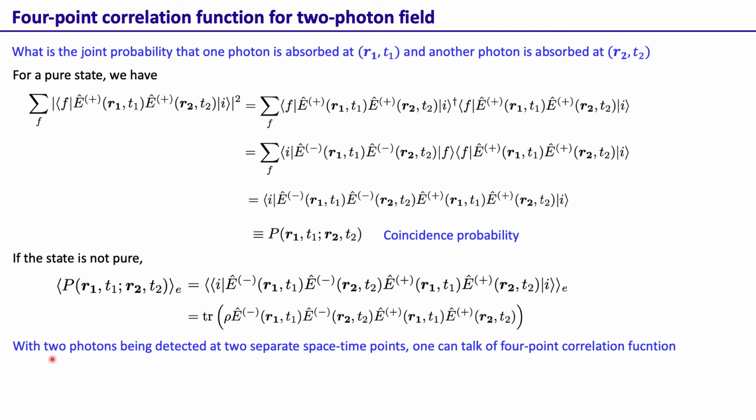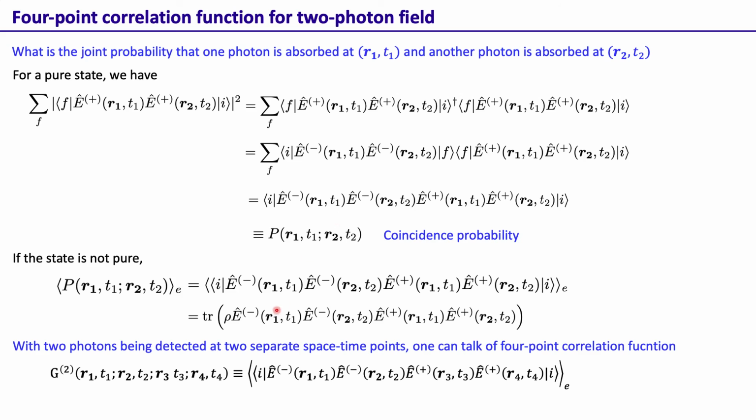Now when we have these two photons being detected at two separate points, one can talk of a 4-point correlation function. When we had just one photon, we were talking about a 2-point correlation function. With two photons, we can talk about a 4-point correlation function. This correlation function we can write as G2, which is the expectation value of E minus R1T1, E minus R2T2, E plus R3T3, E plus R4T4. So R1T1, R2T2, R3T3, R4T4 are the 4 different points.